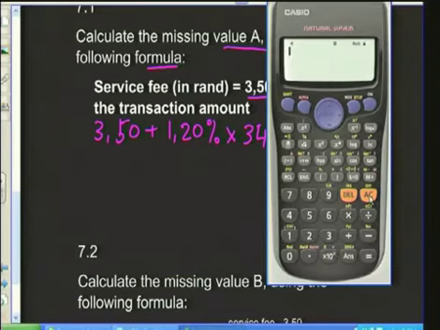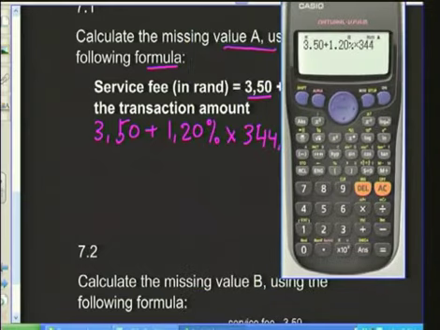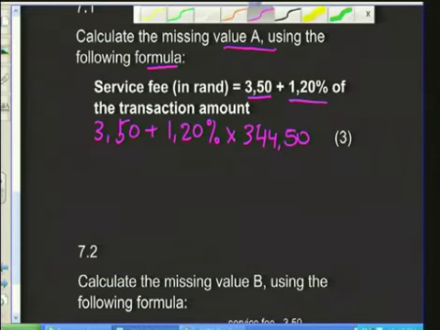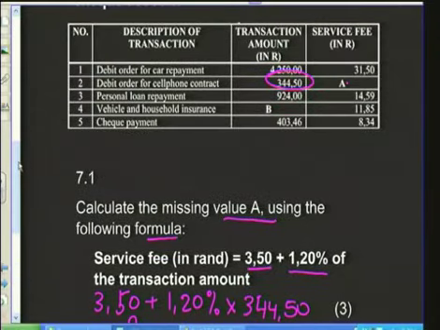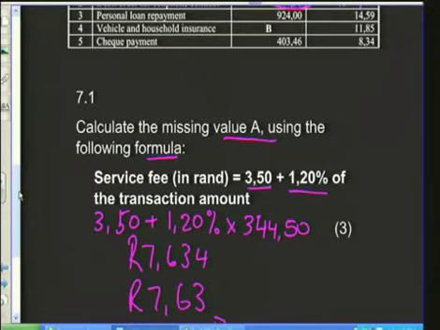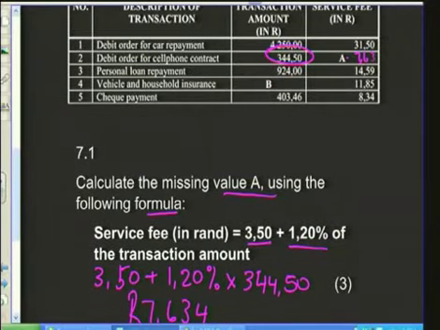We get our calculator out, and our calculator can do this for us. 3.50 plus 1.20% of 344, was it 344.50? 344.50, and we get an amount of 7.634. That's rand, and rand is 2 decimal places. So I'm going to put it as 2 decimal places. We could actually even write it in here, 7.63.